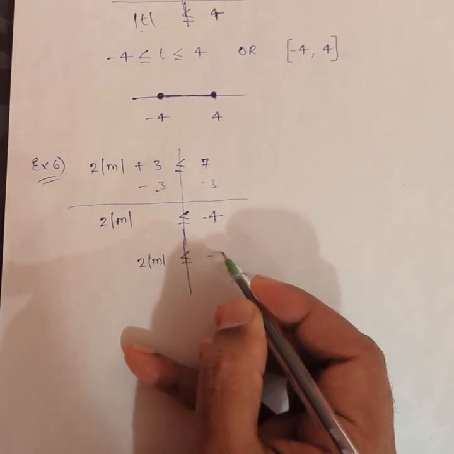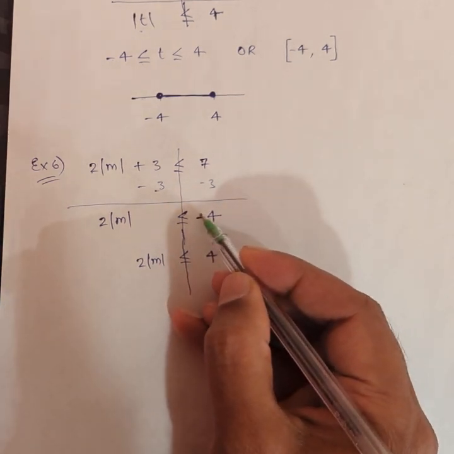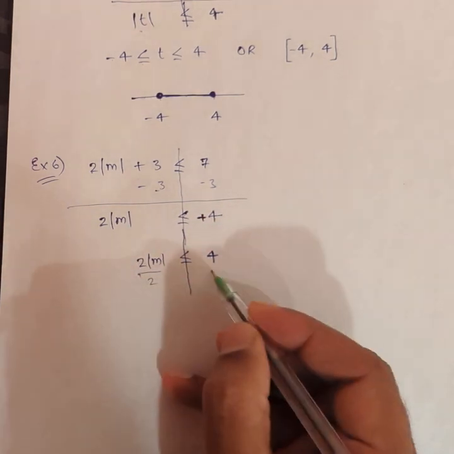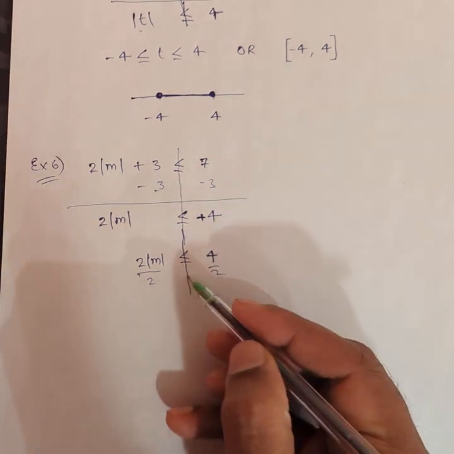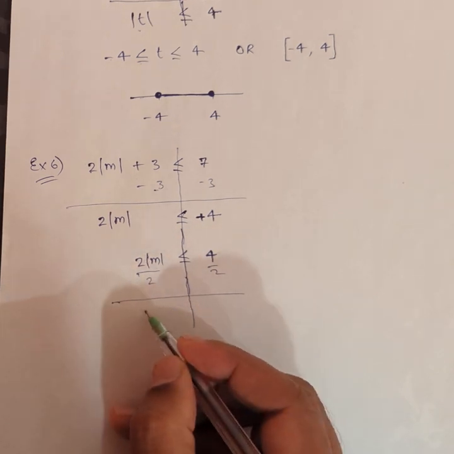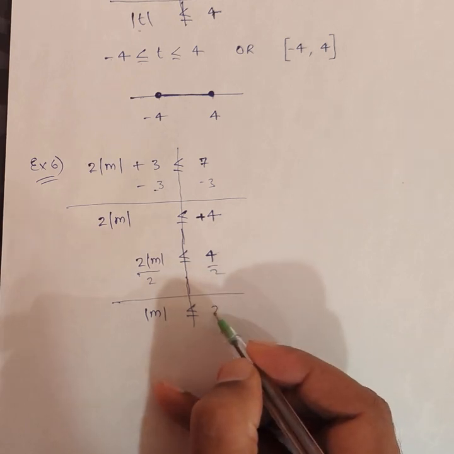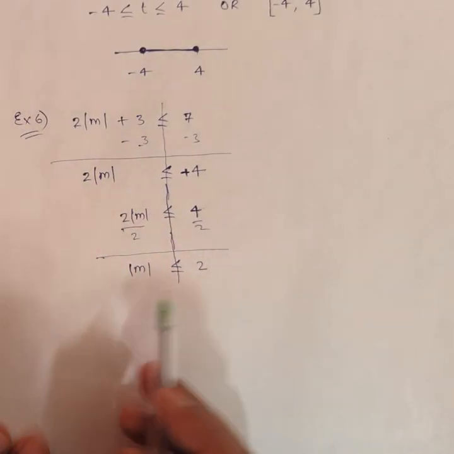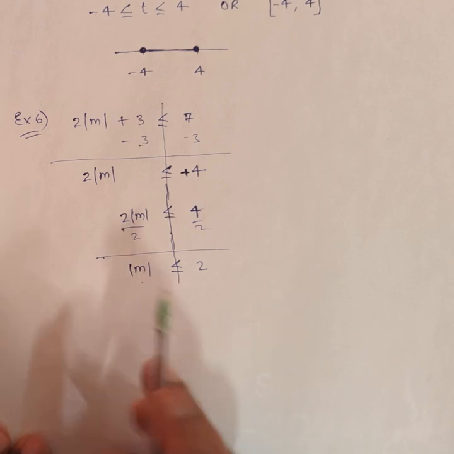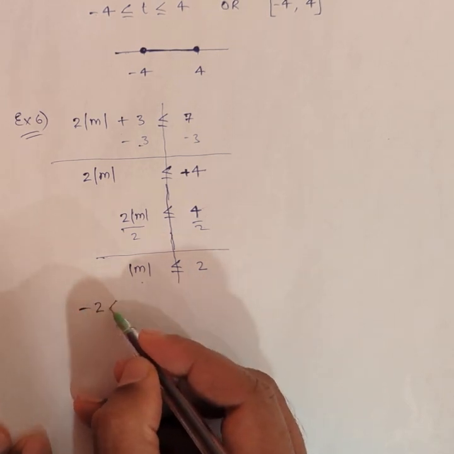So let me copy the equation. So that's 4. It's positive 4. I'll divide both sides by 2. And then the 2's cancel each other out. I have absolute value of m less than or equal to 4 divided by 2, which is 2. So now that I have just the absolute value of m, I'm ready to write down the solution. The solution is to put m between negative 2 and positive 2.